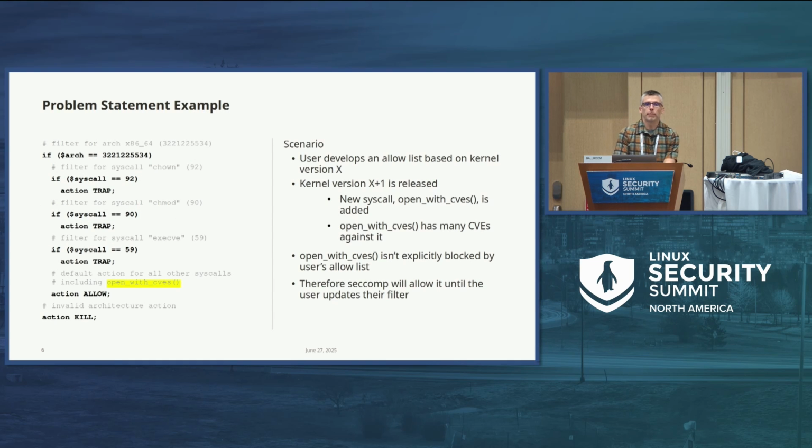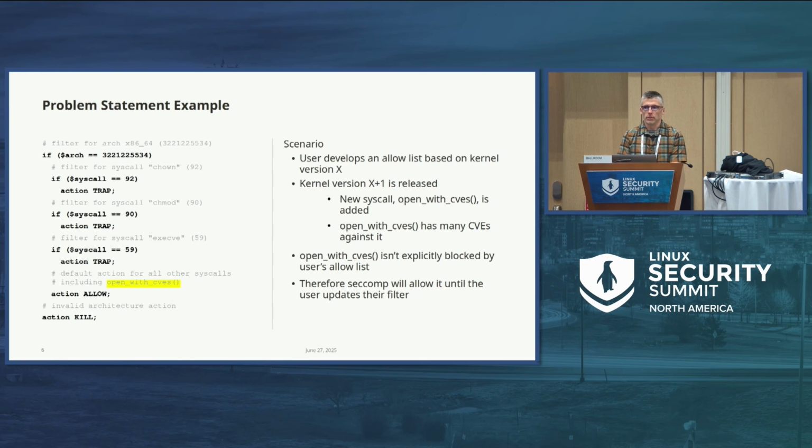So I've put up an example here. So say you're a user. You've developed your allow list. Like I said, everything is working great. You know, it's in production, no problems. You run your update, whatever it is, DNF, apt, whatever. You run your update, and oh, things are happening. Suddenly, this brand new CVE, or this new syscall comes in, open with CVEs. I've obviously chosen a poorly named syscall here.